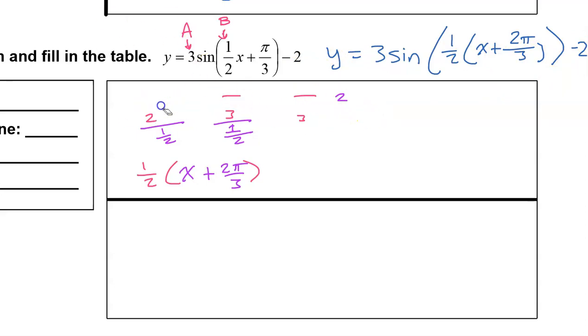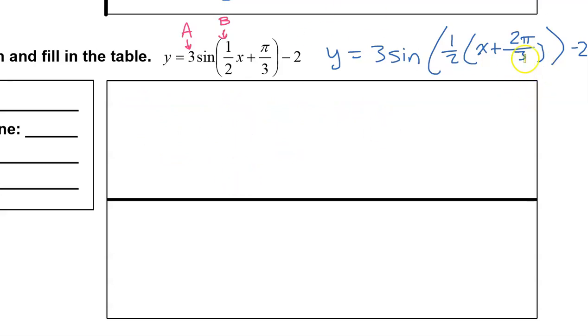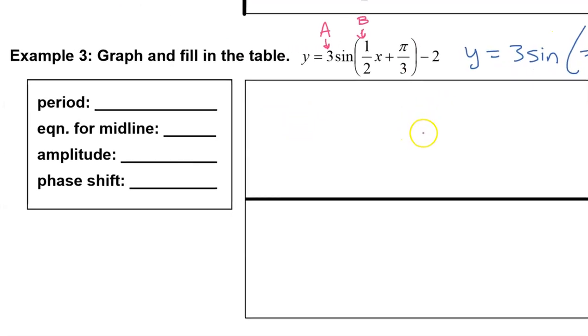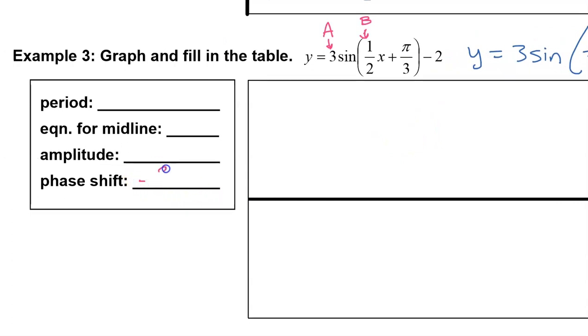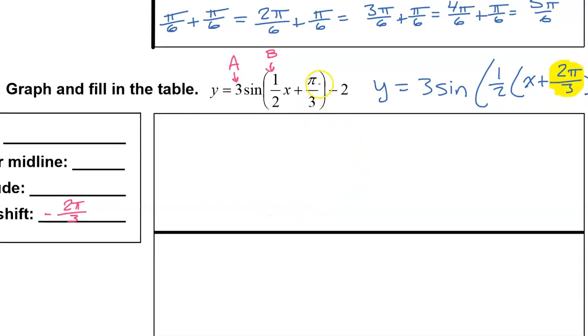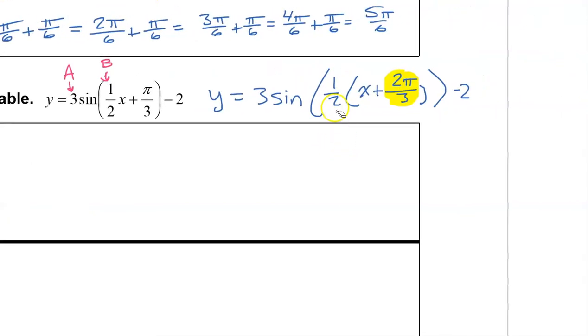The point of factoring out the b value is so we can see the phase shift is right here. All right, so the phase shift is the opposite of what you see here, though. Because I have a plus 2 pi over 3, I know that the phase shift will be negative 2 pi over 3. It's always the opposite. So don't make the common mistake of thinking that the phase shift is going to be negative pi over 3. That's wrong. You had to factor the 1/2 outside of parentheses, and now you can see that the phase shift is actually negative 2 pi over 3.